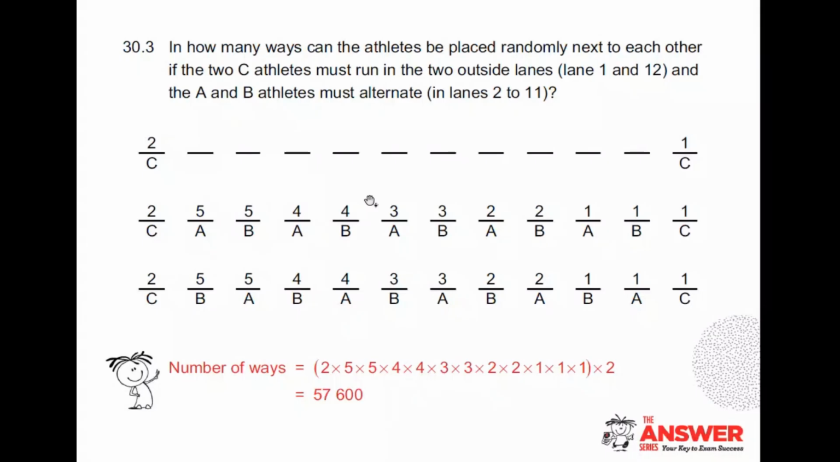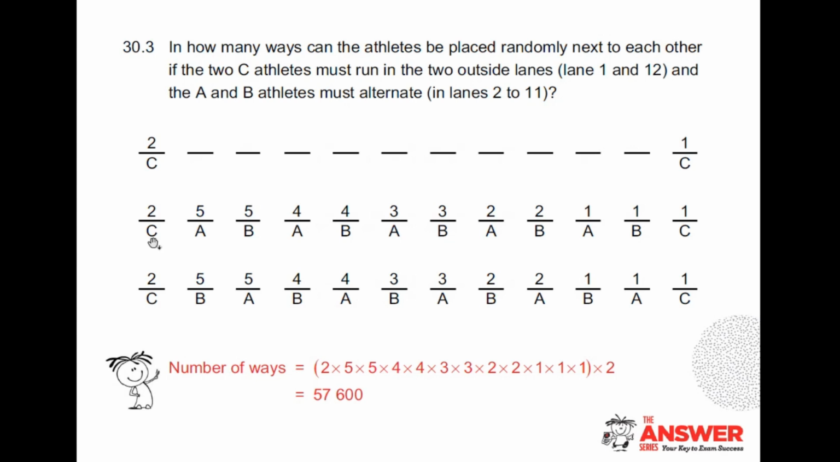But it could be that lane 2 doesn't have to be an A athlete. It can be a B athlete. So B, A, B, A. And again, it's 5 B athletes, 5 A athletes, 4 B, 4 A, and so on.